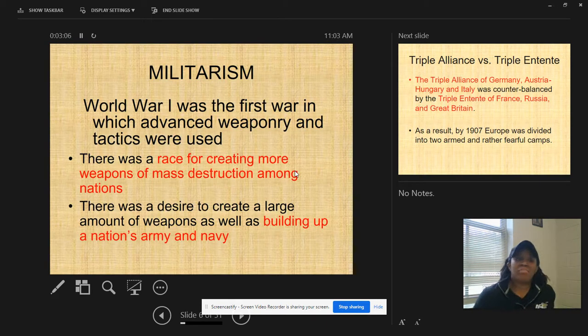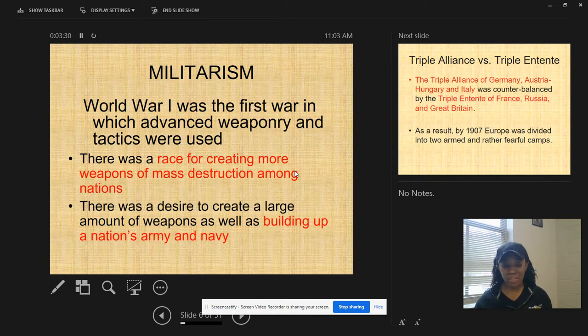All right, so the M. Militarism is basically a race for creating more weapons of mass destruction among nations. A race is just like a race anywhere, not like the race of my skin, but like an actual race. You have a bunch of countries basically trying to be the top country through their military.